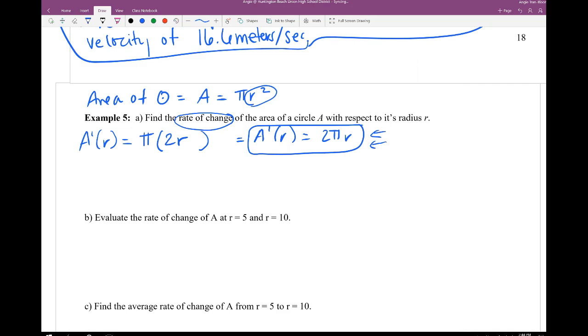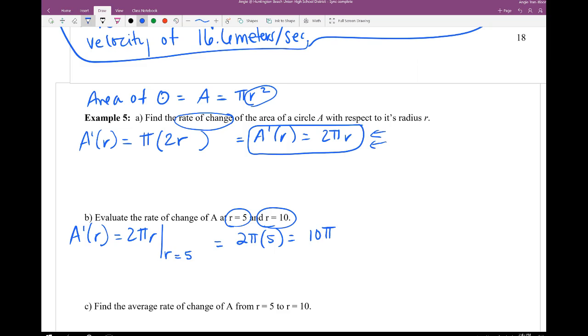Evaluate the rate of change of the area at radius 5 and radius 10. We already have the formula, so we just have to plug it in. A prime of r equals 2 pi r. And remember, that line means I'm about to evaluate. So I'm just going to plug in 2 pi times 5. That's really 10 pi. Now, you have to give me the correct unit.